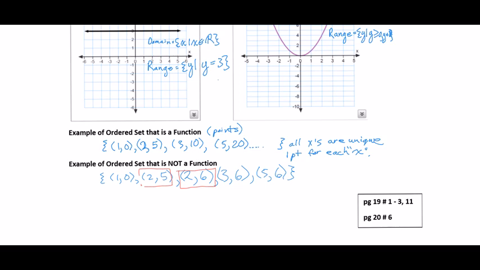So if I chose X is 2, this is not a function, because if I had X is 2, my Y value could be 5, or my Y value could be 6. If I had plotted these points on a graph, you'd see that this is not a function, because X has two possibilities for Y, 5 and 6, and so this is not a function.